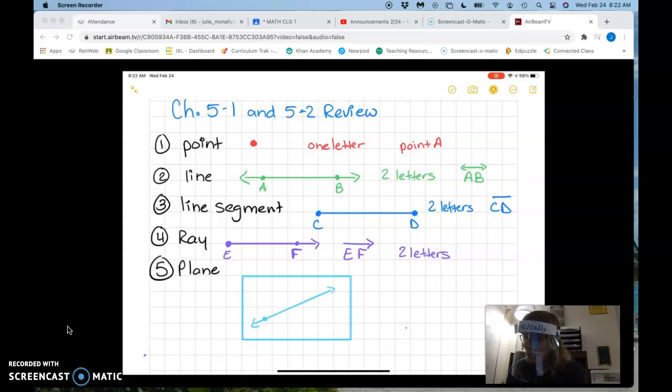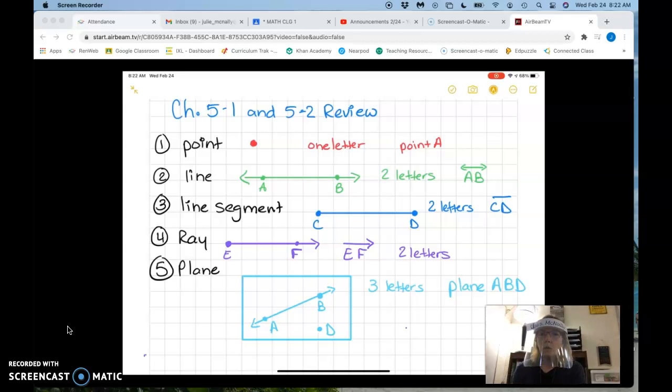And a plane is named by how many letters? 3. 3. Good. Good job. That's a hard one. So you would call it plane ABD. And it would have to be named by 3 non-collinear points. So that means the points are not all on the same line. You might have another letter here. You don't want to call it plane ACB because that would not be correct. It has to be 3 non-collinear points.